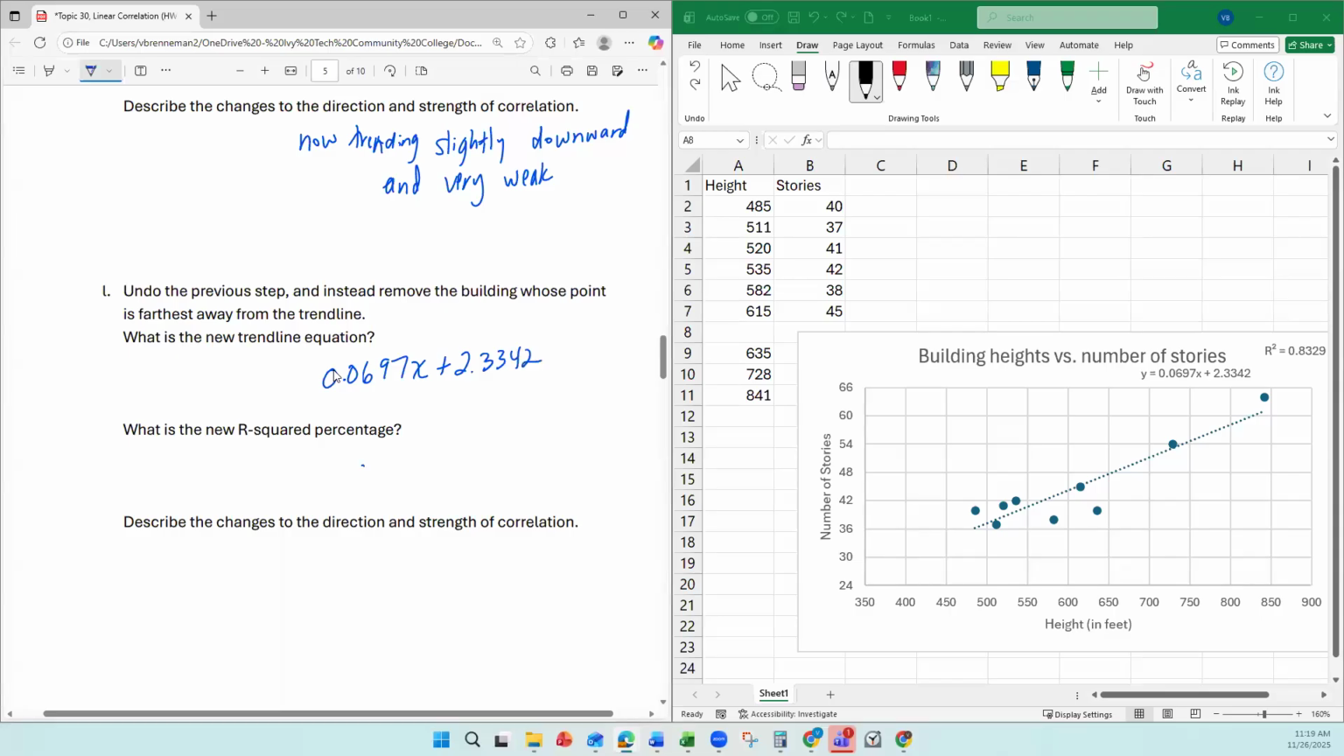So it is now 0.8329, which would be 83.29%. So now we're definitely into the territory of like a strong correlation. Not super strong, but a fairly strong. So the direction is pretty similar, slightly steeper, but still positive. Correlation is now strong.